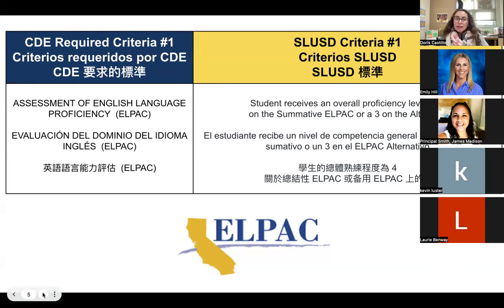The ELPAC is the English Language Proficiency Assessment for California. It is a summative assessment in 4 domains: reading, writing, speaking, and listening. And students take this every single year in the spring. And in order for students to be considered for reclassification, they need to achieve a 4 on the summative ELPAC or a 3 on the alternate ELPAC. The alternate ELPAC is made for students that are in a mild, moderate, or mod severe special education program. Okay, so that's criteria 1.